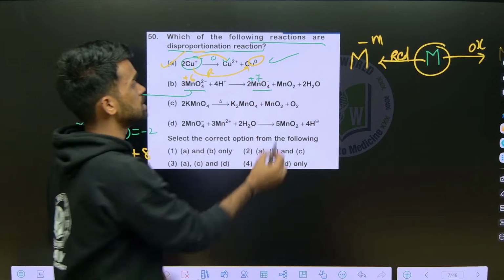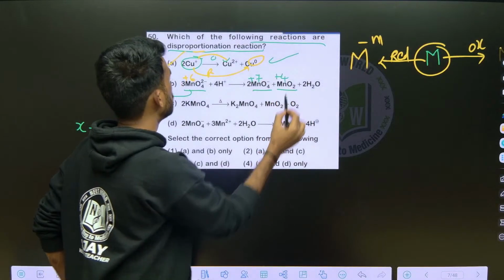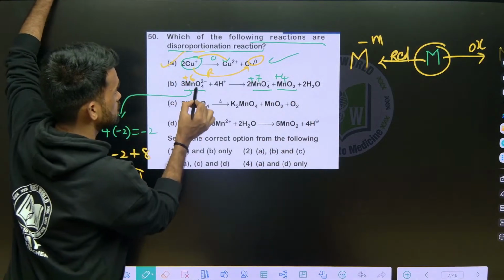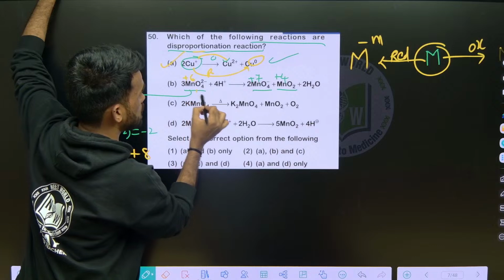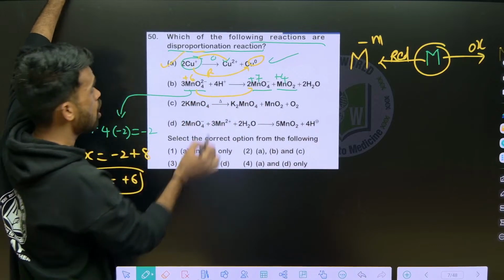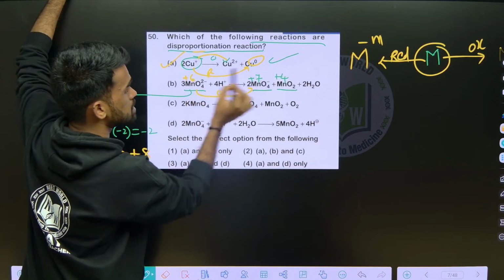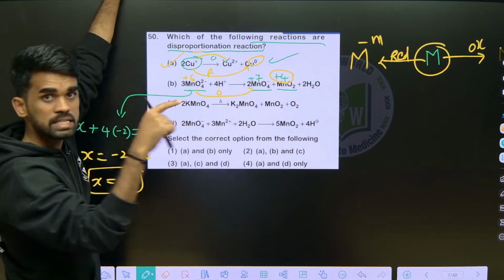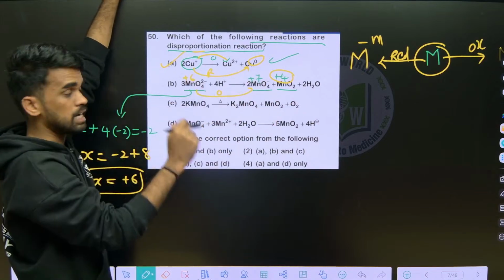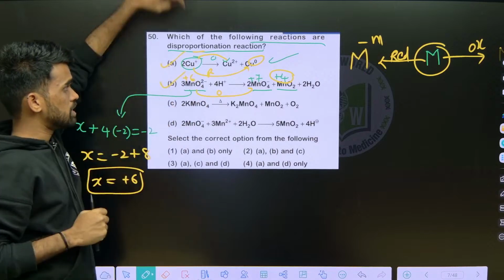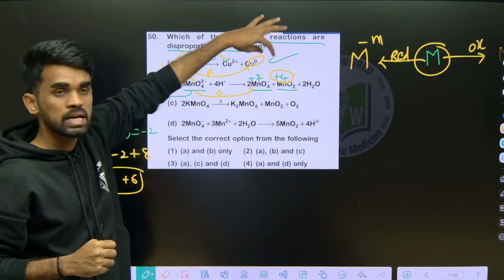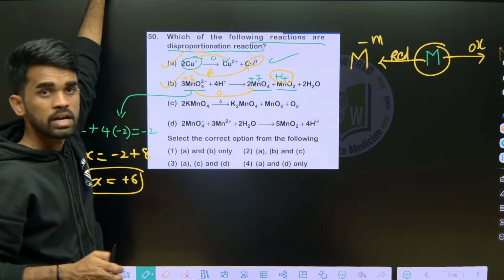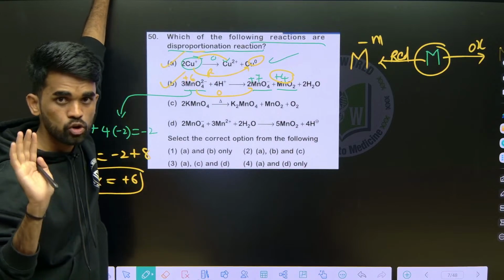Okay. Here it is MnO2, this is +4. So +6 becoming +7, the number is increased. This process is called oxidation. Here +6 is converting into +4, the number is decreased. That process is reduction. So the same element is undergoing oxidation as well as reduction. So I can say this is also a disproportionation reaction. I hope it is clear.